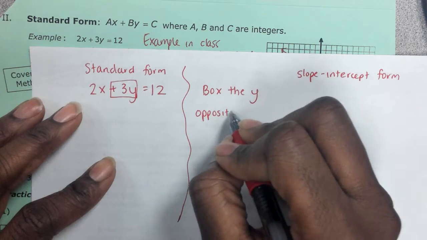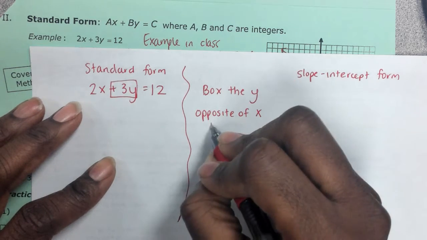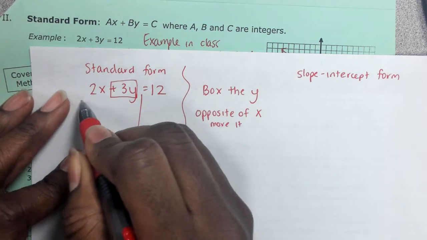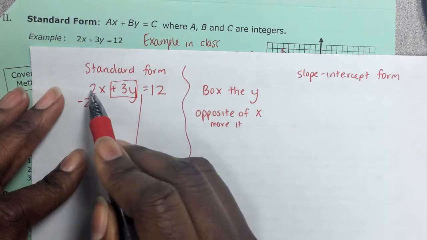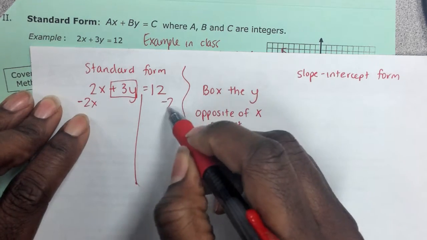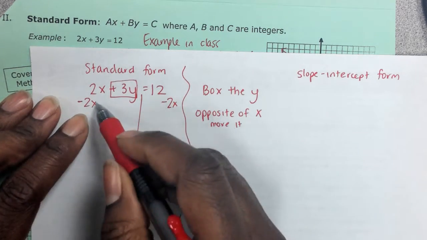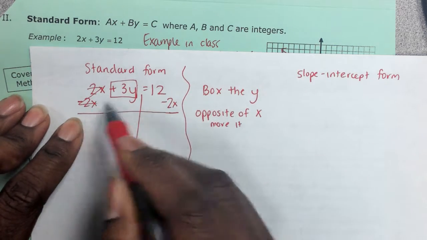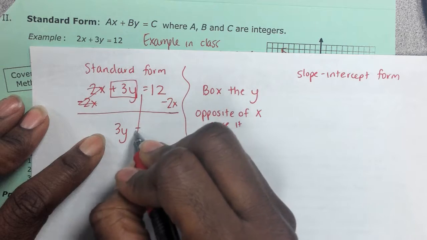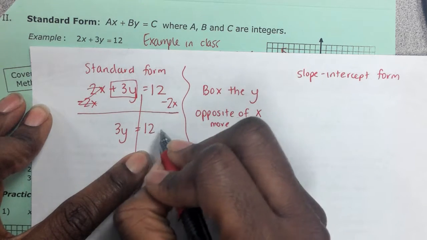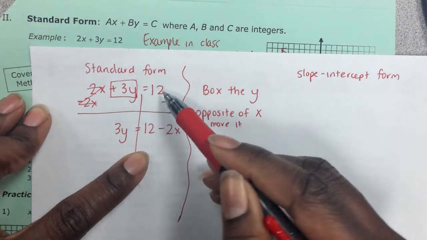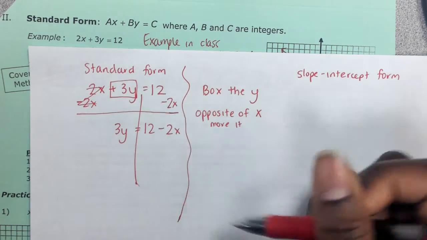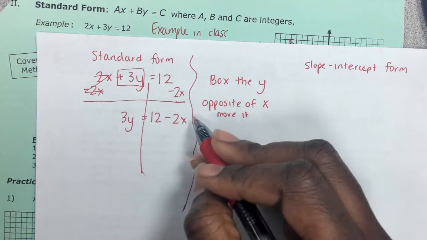Then you need to take the opposite of the x so you can move it to the other side of the equals. So opposite of x would be, since this x was positive 2, the opposite is negative 2x. And you move it to the other side. This is going to cancel out. That's a 0 pair. You're left with 3y equals, keep the 12 minus 2x. These two things cannot be combined because they do not both have the same variable. So I move the opposite of x over here.